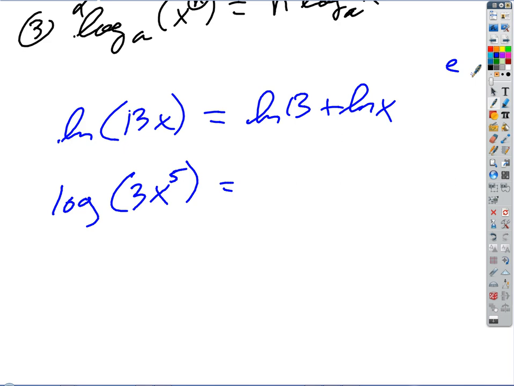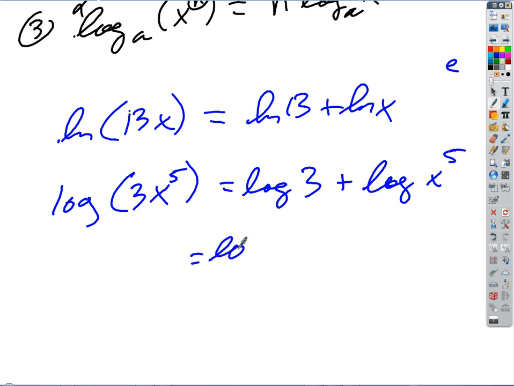So before we get to the exponential, before we get to this x to the 5th, how are these two being joined? They're a product, right? So the first thing we have to do is simplify the product, and then we'll work on the exponential, okay? So this is going to look like the log of 3 plus the log of x to the 5th. And now what can we do with that x to the 5th? Bring the 5 out front, right? So our completely expanded form would be log 3 plus 5 log x.